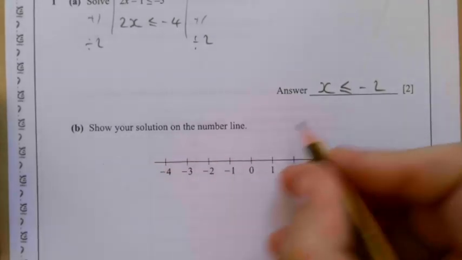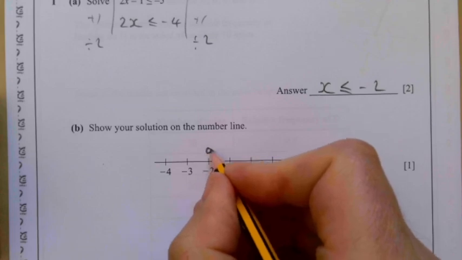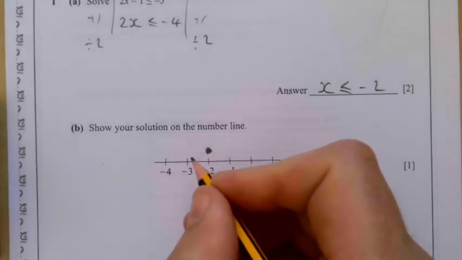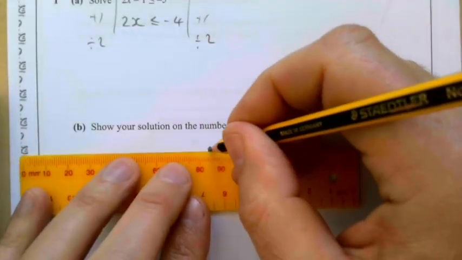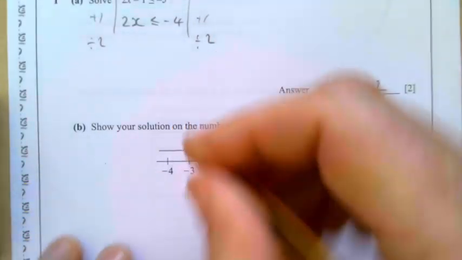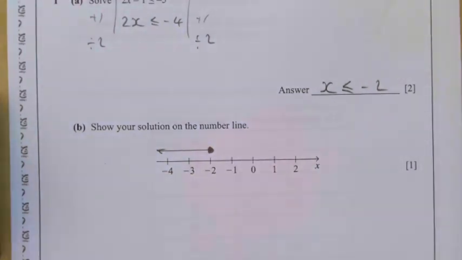Show your solution on the number line. So less than or equal to minus 2, that means we colour in the dot because that number is allowed, and then my wee arrow then kind of heads left that direction there. So that's it on the number line.